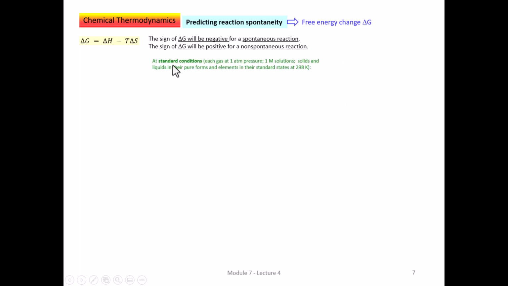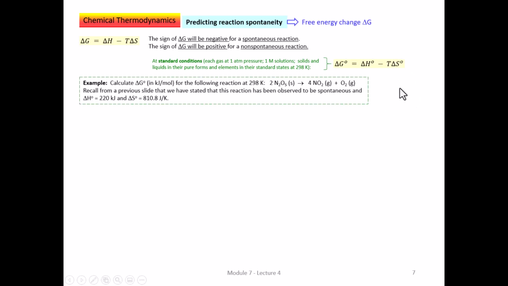At standard conditions, each gas at 1 atmosphere of pressure, any solutions at 1 molar concentration, solids and liquids in their pure forms, and elements in their standard states at 298, we could say that the standard change in free energy equals the standard change in enthalpy minus T times the standard change in entropy.